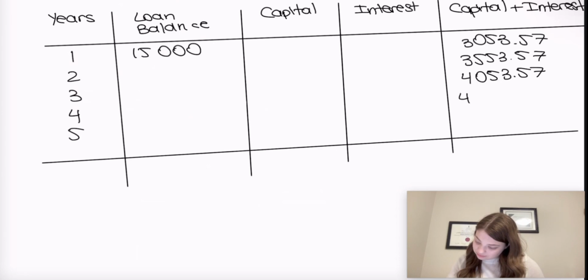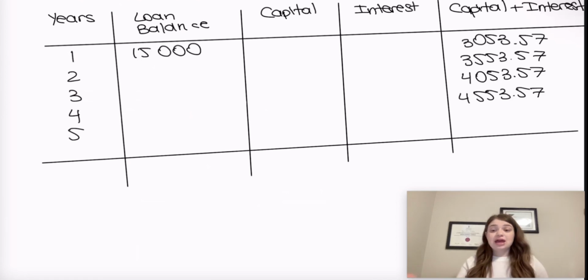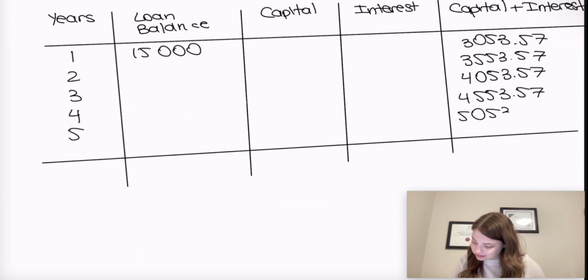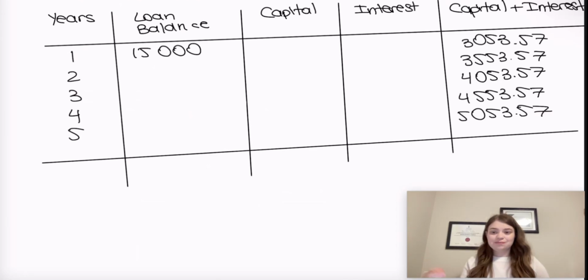So $4,553.57. And then in the last year, yet another $500. So that's going to in total be $5,053.57. And there we go.